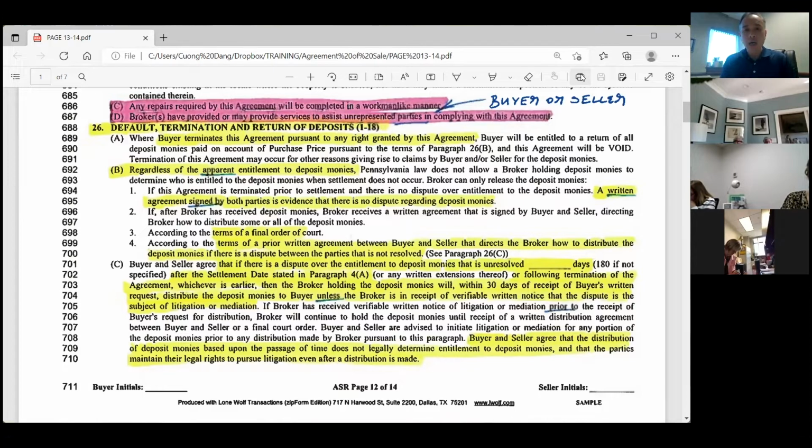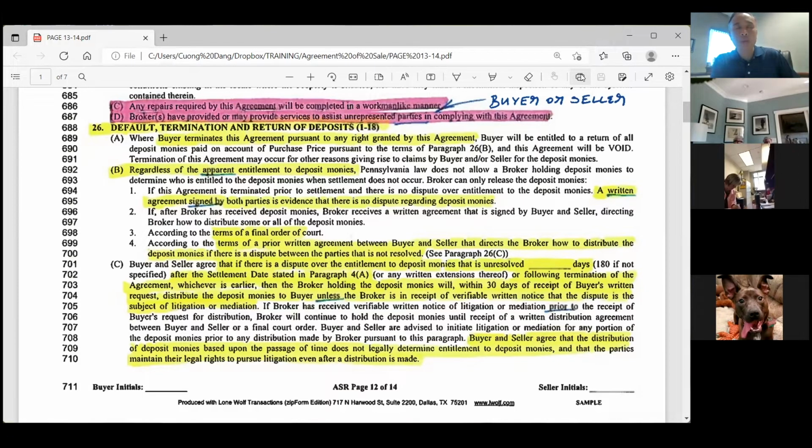Okay, now I underline prior because I've had a lot of people ask me, well, what if the 60 days are up and we request the money and the listing broker on day 20 is about to release it, but then the seller files for mediation? Do they still have to send it? Well, according to this, they should, right? Because it says prior to the receipt of buyer's request for distribution. Now, that doesn't mean that the seller can't take the buyer to the district justice or mediation. It can still mediate. It's just the deposit money is now back in the hands of the buyer.